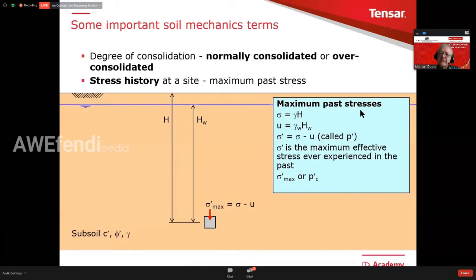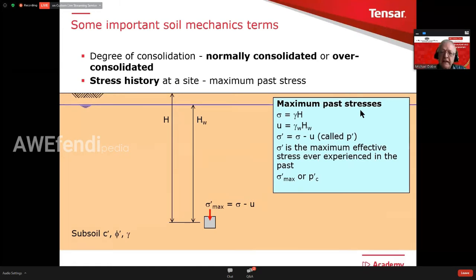So this is slightly associated, but there are some important terms that we often see in soil mechanics, normally consolidated and over-consolidated. I thought it was worth spending a couple of minutes looking at this and seeing how it affects soil. It's all to do with stress history. So let's imagine we have a site a long time ago, and we have a soil sample down the bottom there, the little blue square.